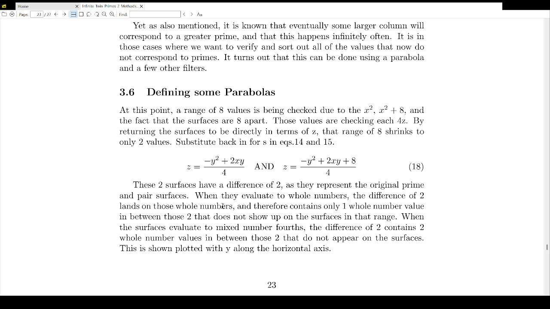By returning the surfaces to be directly in terms of z. So okay, I'm going back from 4z to z here, I believe.